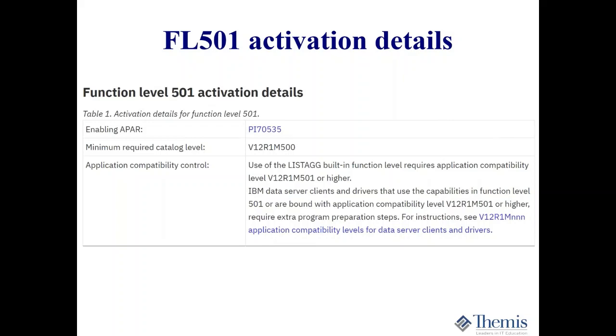Okay. The minimum catalog level, that's kind of interesting. V12R1 M500. What that tells me is that there is no catmaint needed for M501. In other words, the catalog that you have in M500 still works. Right? So I can go straight to 501 from 500 with no catmaint. Right? And then a brief description of what's in this function level. And if you go to the full website, it gives you an awful lot more detail.